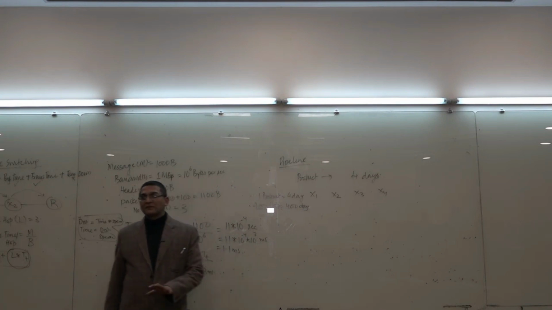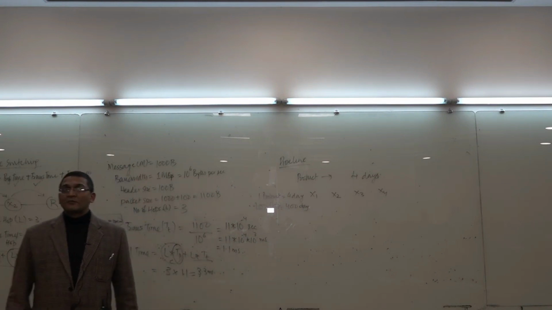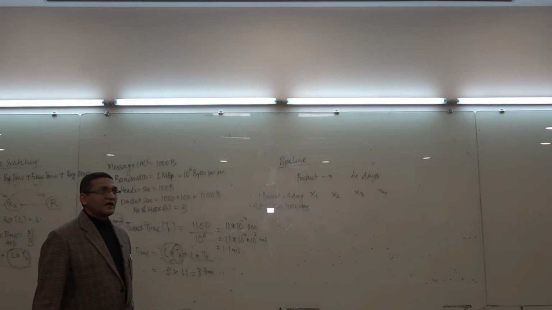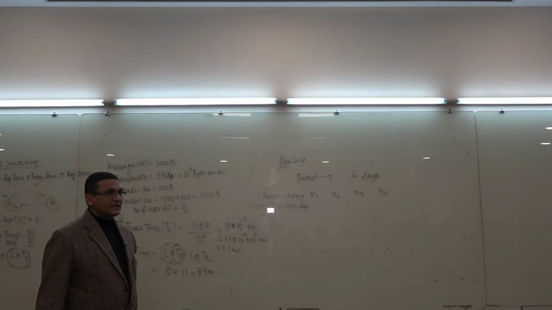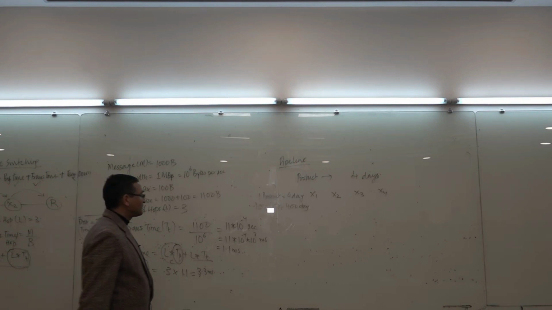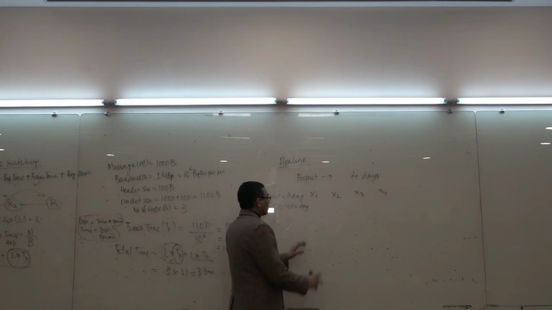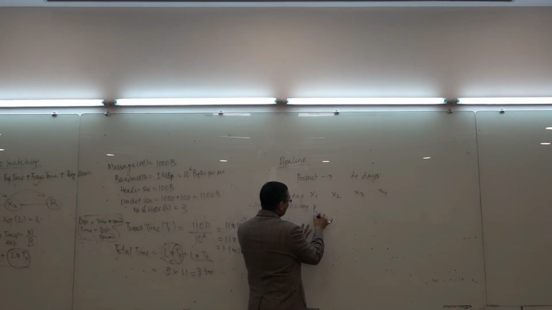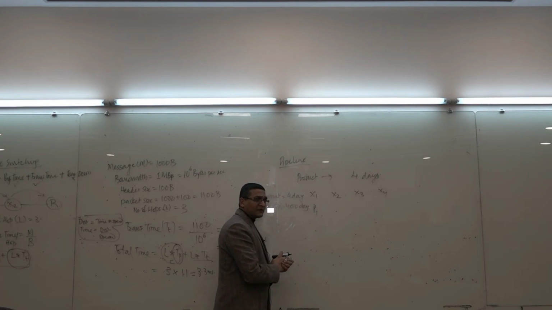This is a simple calculation. But how can we improve this? We can improve it by applying the concept of pipelining. Now what is proposed here? It is proposed that when we start this product P1, when it finishes at phase 1, it reaches phase 2.